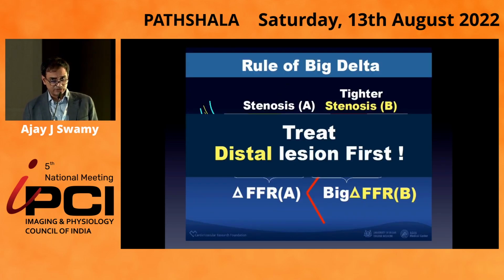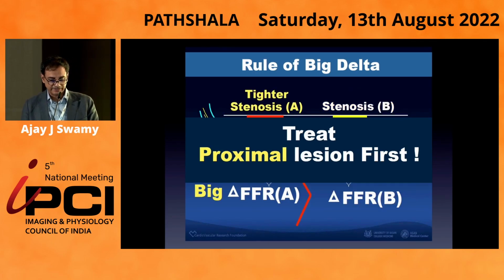So thus came the concept of the big delta. That means we do a pullback with an FFR and try and figure out where is the bigger jump. Wherever is the bigger jump is the place that we stent, and then we do an FFR again and see if the second stenosis is still significant enough for us to treat it. In simple terms, if A is tighter, we treat the proximal A and then look at FFR of B, and if that's residual and tight, then we treat it.